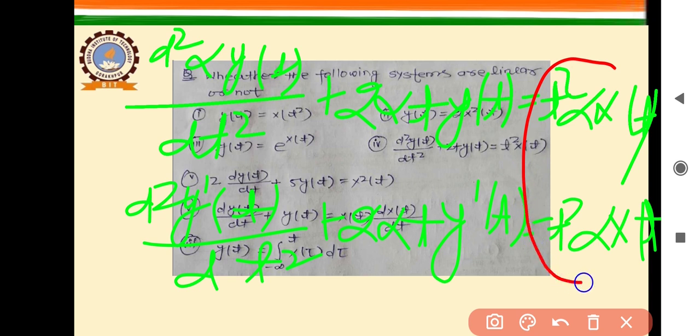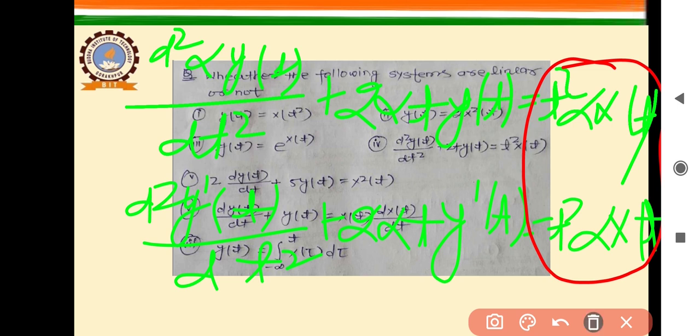It is t square alpha x t. Here also the input is t square alpha x t. It means that the given system follows the law of homogeneity also. Hence the given system is a linear system.